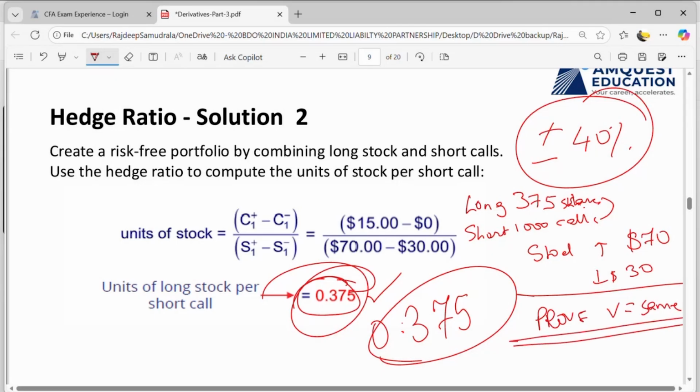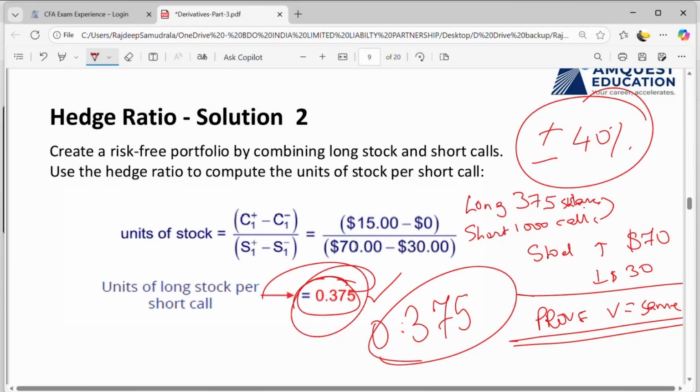Start. Are we clear now? I said 375 shares and 1000 calls short, now you tell me how come the value is the same even though the stock went up and down by 40%? You'll still get the same answer. Write it, open your book or Excel and start. Tell me the value in both the scenarios.